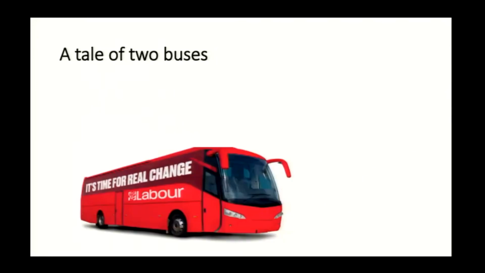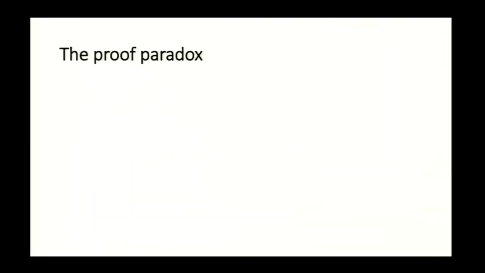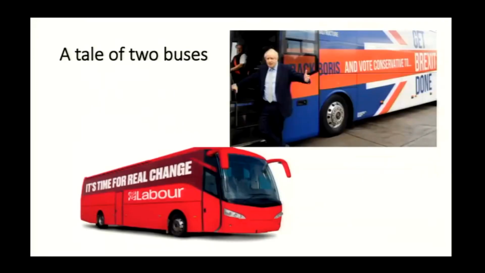I'm going to give you an example of what's called a proof paradoxical case, and this is what most of the literature has focused on. So, imagine there's been some sort of accident, and in the locale in which the accident occurred, there are only two bus companies operating, the red bus company and the blue bus company.